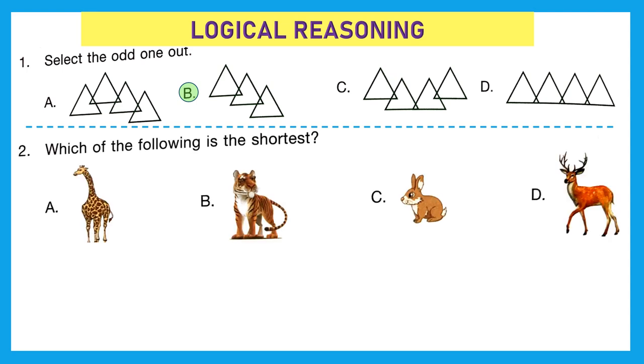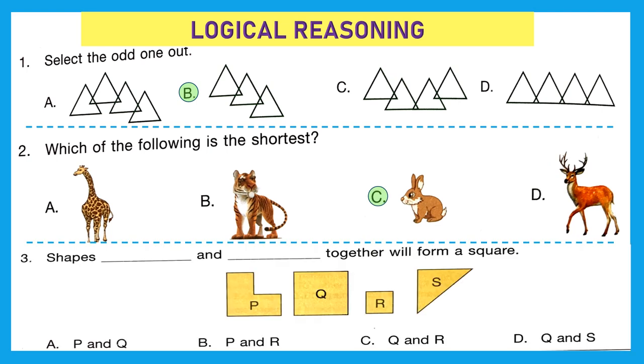Question 2. Which of the following is the shortest? Means smaller in size, smaller in height. So option A, B, C and D. We can clearly see that option C is the shortest one. So that is our right option.